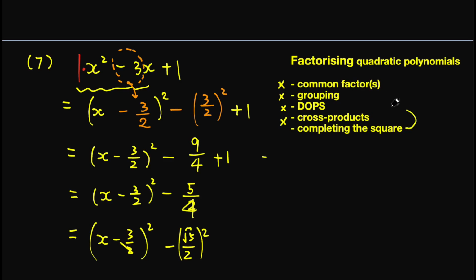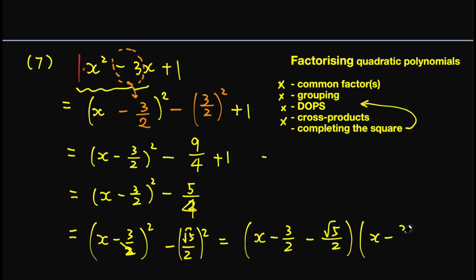So now move back to the method of difference of squares, and we are going to use the formula. It will be factorized as x minus 3 over 2 minus root 5 over 2, and another term will be x minus 3 over 2 plus square root 5 over 2.